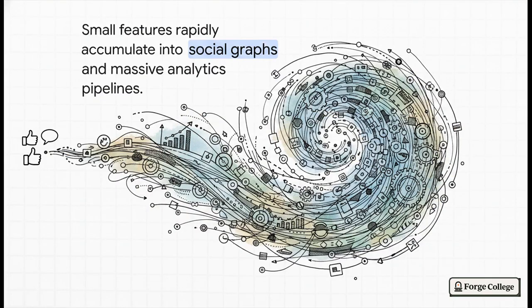And that timeline reveals a core truth. Feature ladders create incentives. Small, seemingly innocent features like adding a like button or a comment section rapidly accumulate into complex social graphs and massive data analytics pipelines. This is absolutely crucial to understand. In fact, students in our Forge College learning programs often study these exact platform growth patterns to truly grasp how Web 2 expanded at such a breakneck pace. The technology quite literally incentivized its own growth.